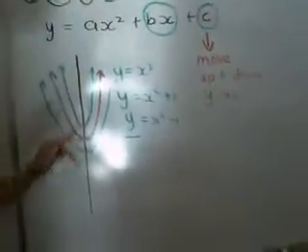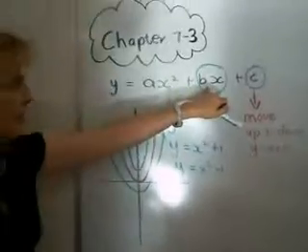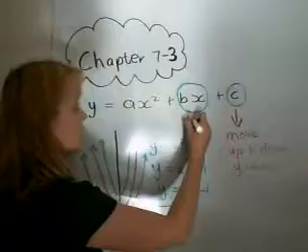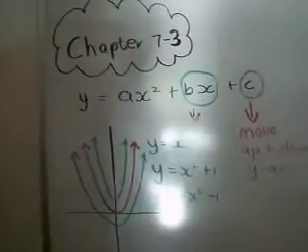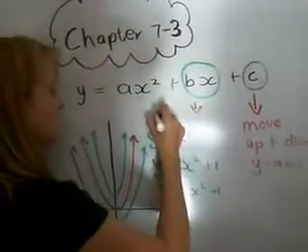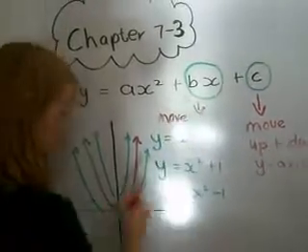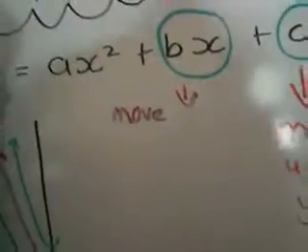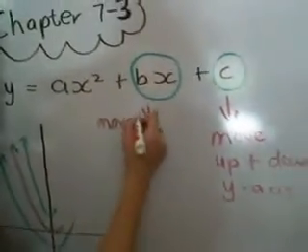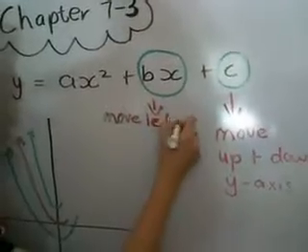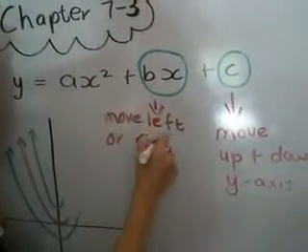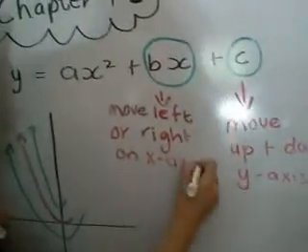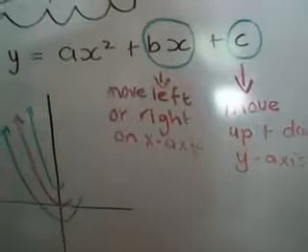Now in the third section, we're going to see what this B part does. Okay, now I'm going to tell you that the B part moves it left or right on the x-axis. Move left or right on the x-axis. That is what the x does for us.